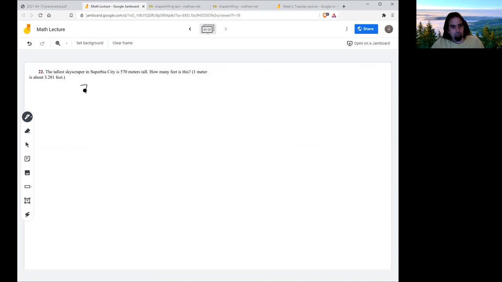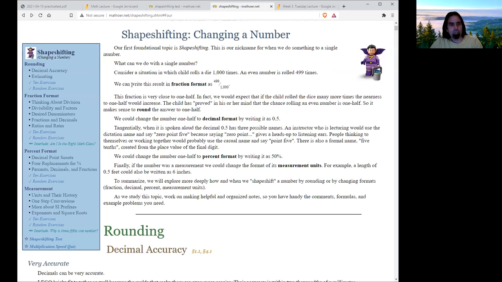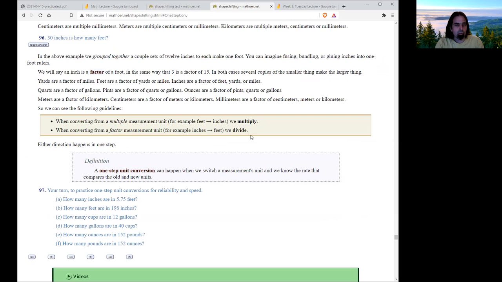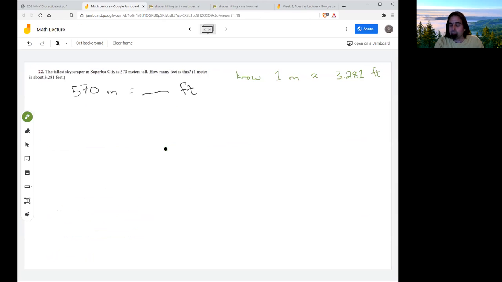So we're wondering, 570 meters is how many feet when we know that 1 meter is about 3.281 feet. So if you went into shapeshifting and we talked about one-step conversions, then there were these rules about, do you multiply or do you divide? We're going to do one or the other, but it's nice to have the rules to know which to do.